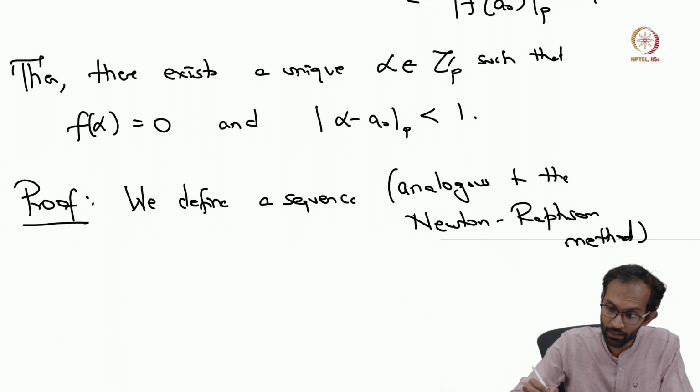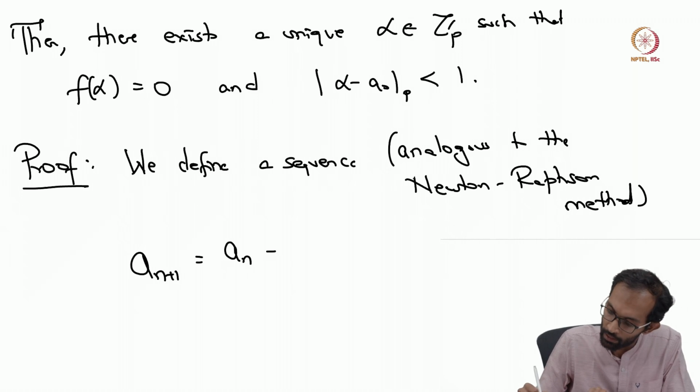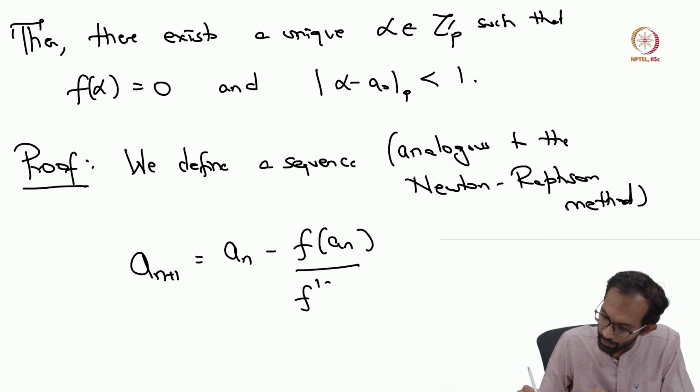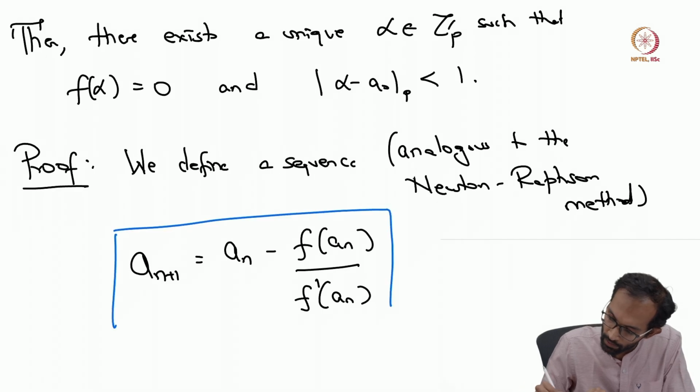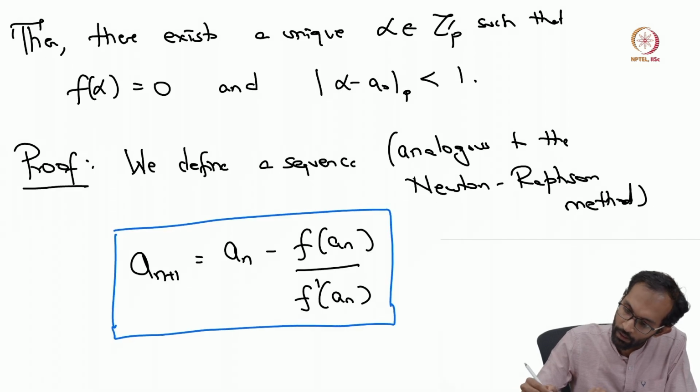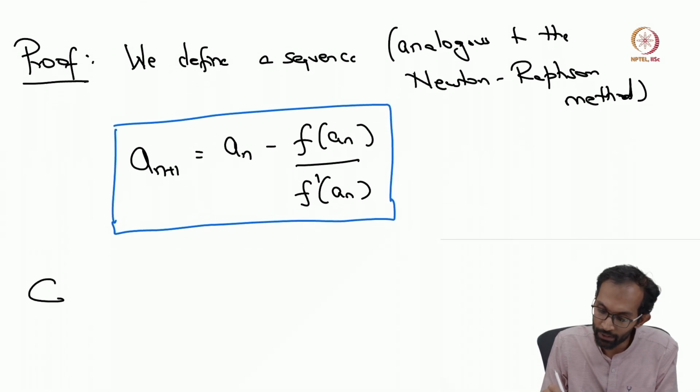So we define a sequence. For all n, we define a_{n+1} = a_n - f(a_n) divided by f'(a_n). So I have this sequence, and to complete the proof of Hensel's lemma, I want to establish some properties for the sequence.